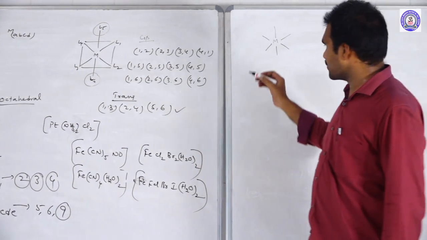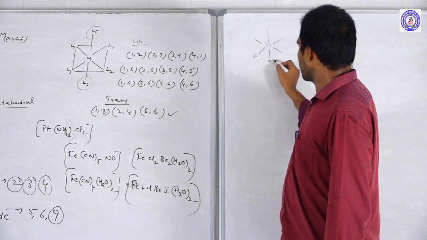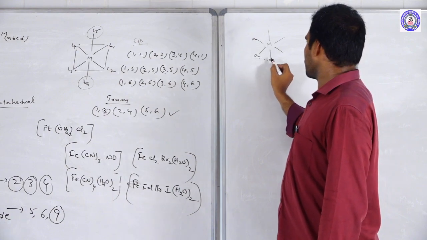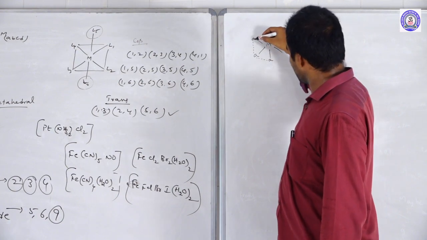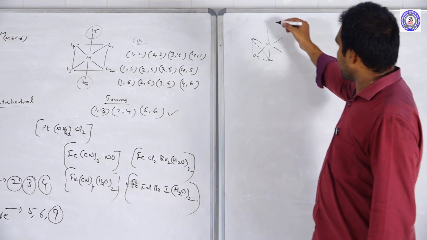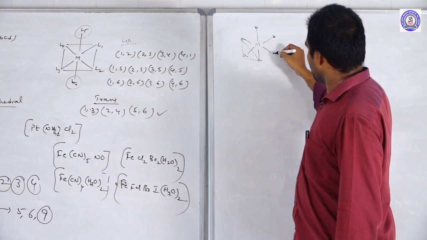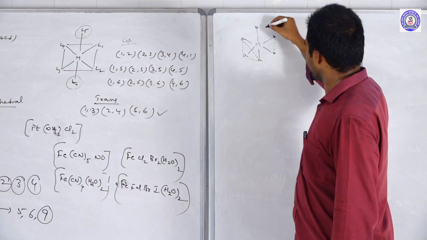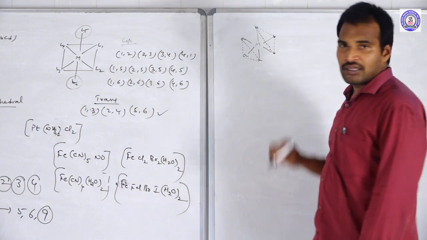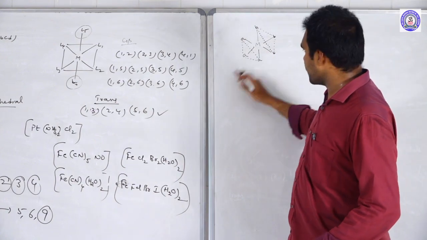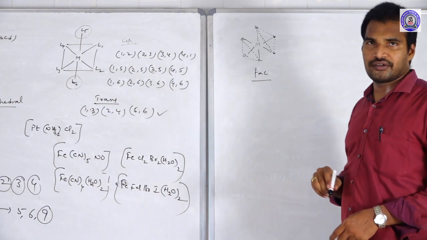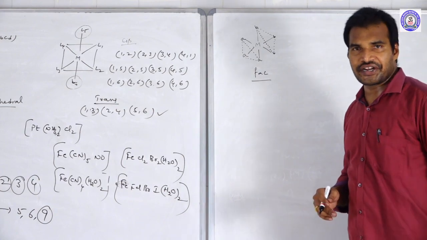This is the octahedral structure, A3. If you connect these three, and next B3. If you connect these three like this, what happened? Two faces. So this is one face, this is another face. That is what we are calling facial. Next, meridional. What is a meridional?